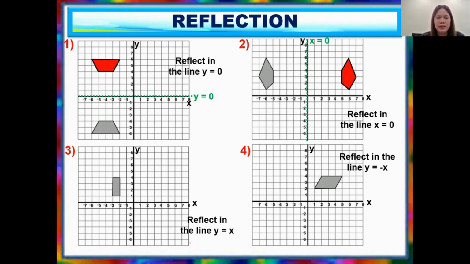And number 3, reflect in the line y equals x. Remember, as I told you earlier, for y equals x, every value of x is the same value as y. So start from 0, 0, then you have 1, 1, 2, 2, 3, 3, negative 1, negative 1, negative 2, negative 2. So this will be your mirror line. And start counting how many squares from here. For example, this is 1 and 1/2, so from here we have to go 1 and 1/2 also.